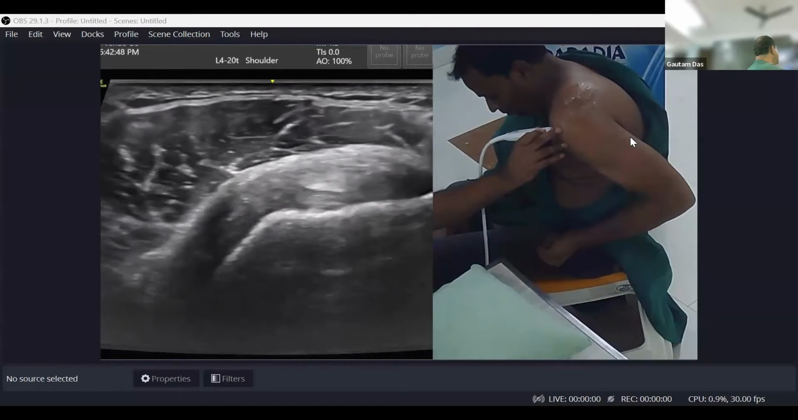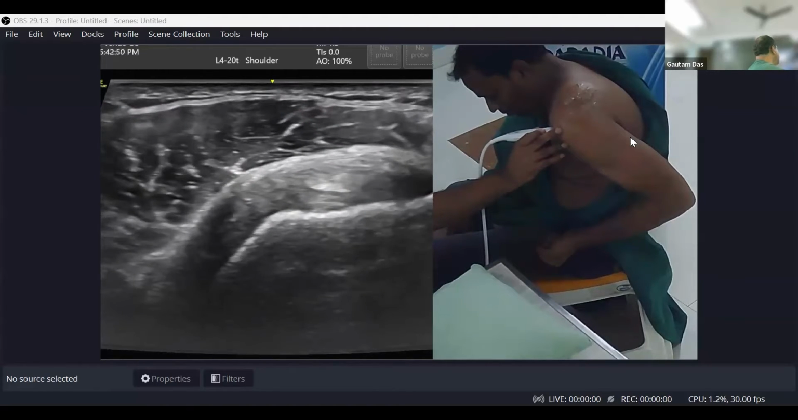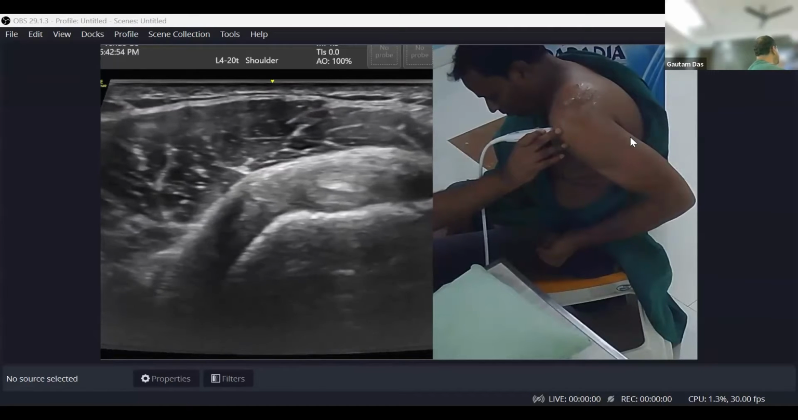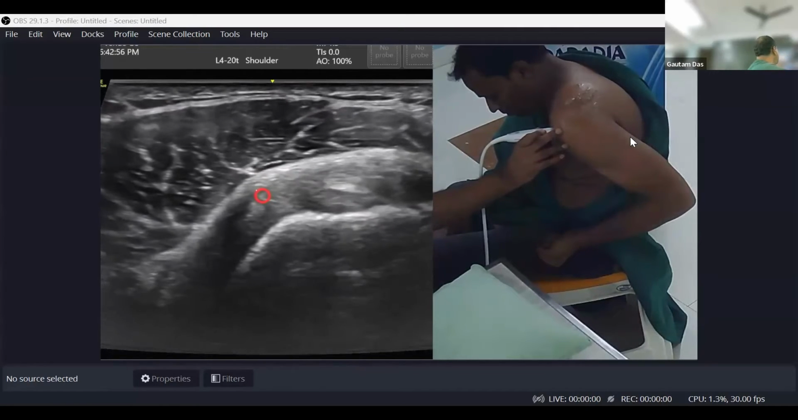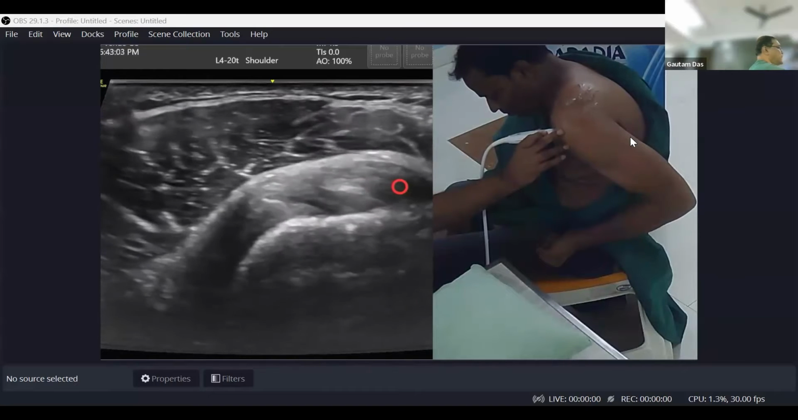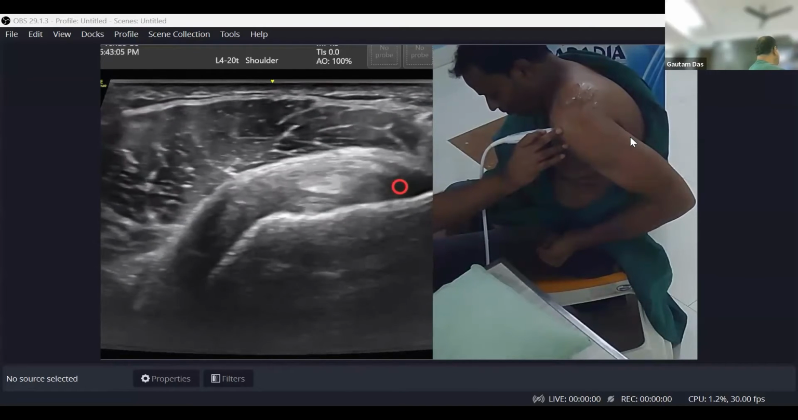Another thing you can do, if there is adhesive capsulitis, is puncture this superior glenohumeral ligament on the other side of that. That means here as well as here, you can puncture and do fenestrations of the superior glenohumeral ligament and the coracohumeral ligament as well.